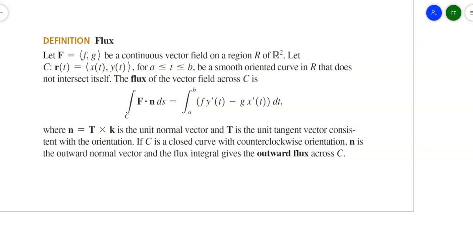If C is a closed curve with a counterclockwise orientation, and n is the outward normal vector, the flux gives the outward flux. So if you get a negative value, that means that the vectors pointing in are larger than the vectors that are pointing out. If you have a positive outward flux, that means there are more vectors pointing out than vectors pointing in. So let's take that same curve that we had and try to find the flux to see what we get.